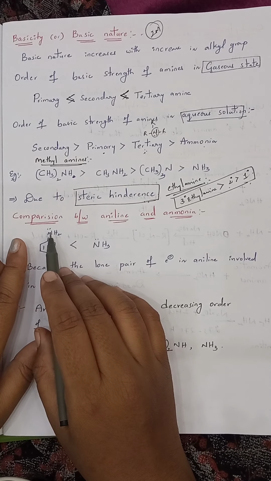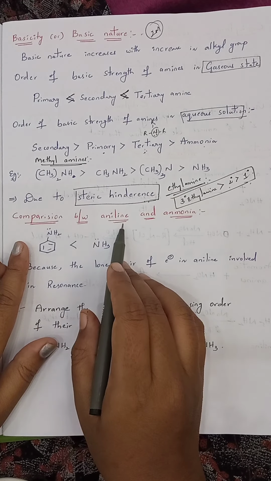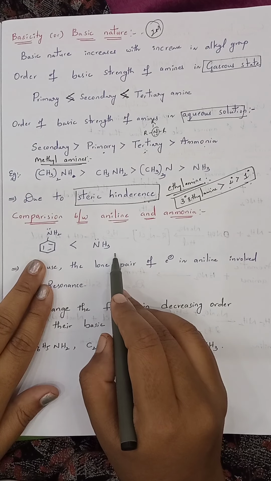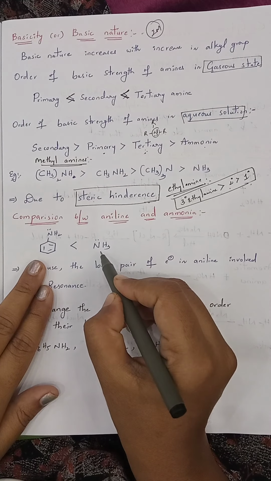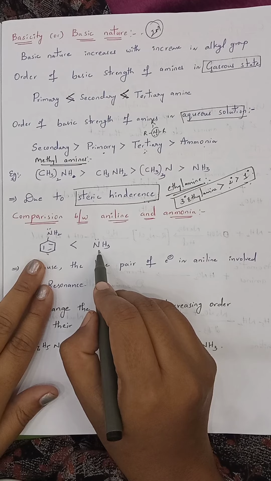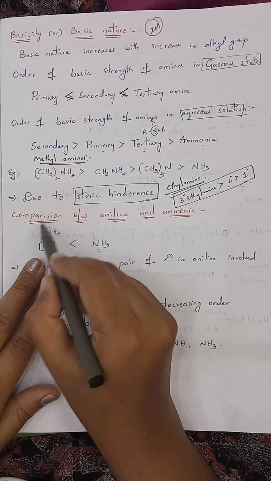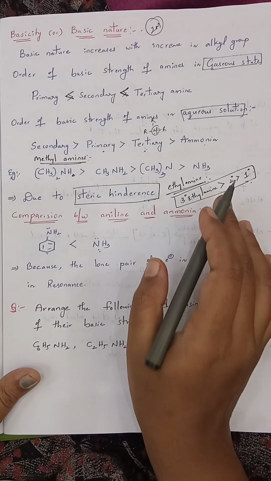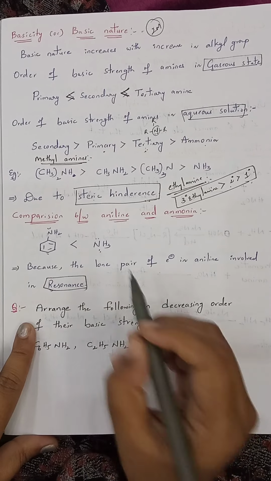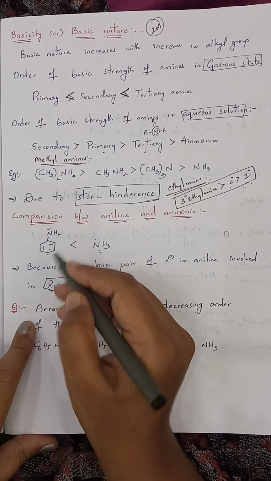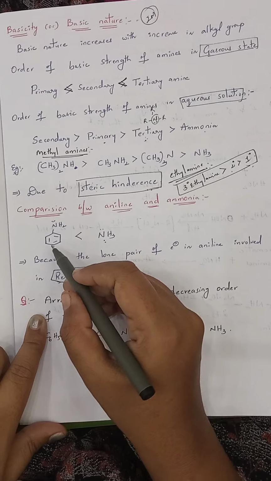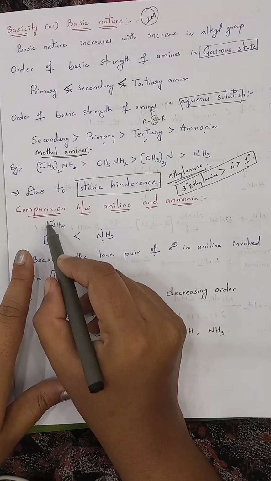Now we will compare the basic nature of aniline with ammonia. If you observe, this is aniline and this is ammonia. Aniline is less basic than ammonia, because in aniline, though the lone pair of electrons is present on nitrogen, it is not free. It is involved in resonance with the pi electrons present in the ring, so that these are not free.